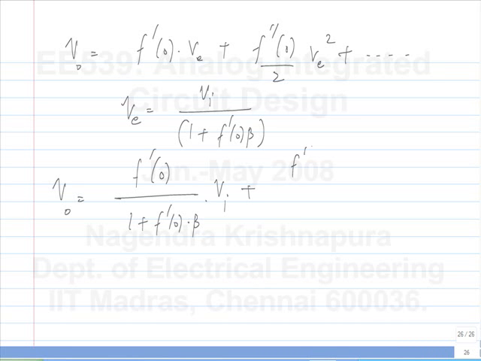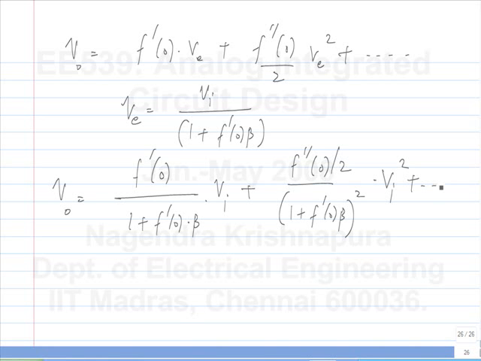And here what do I get? f double prime of 0 by 2. Okay, let me put this 2 here. 1 plus f prime of 0 beta square. This is basically, I am taking VE square times VI square and so on. So, just by inspection you can see that the next one will be to the power of 3, 4 and so on.